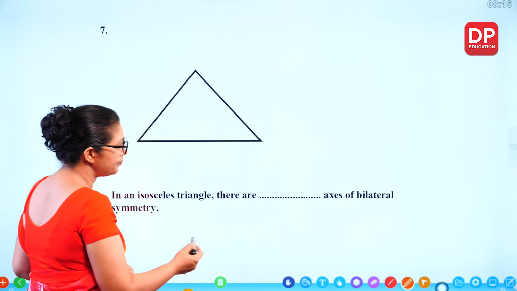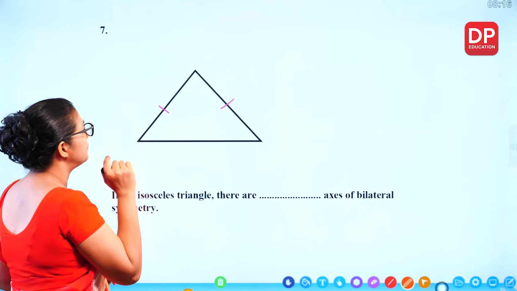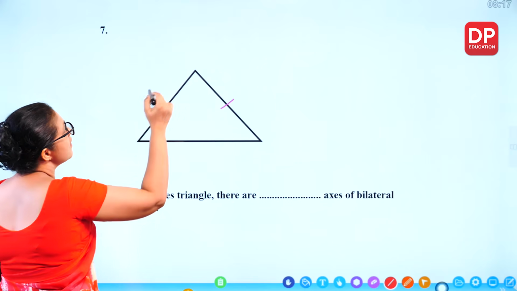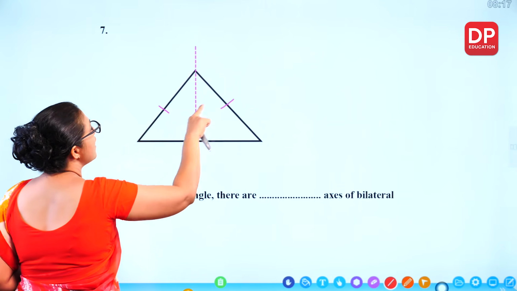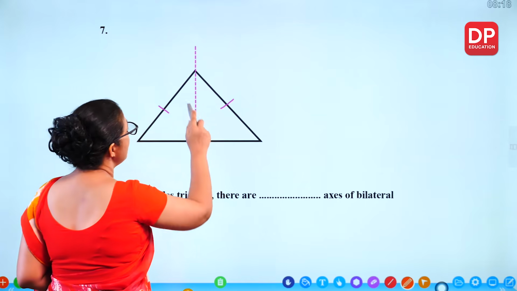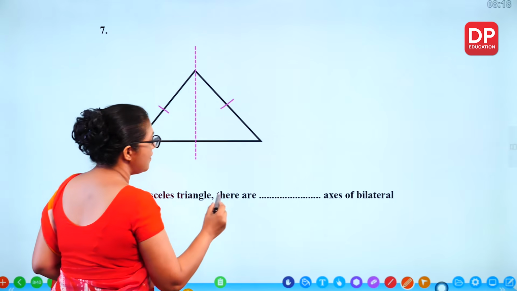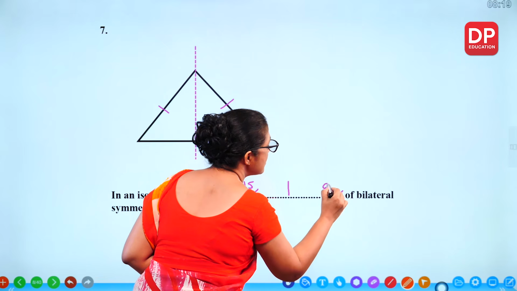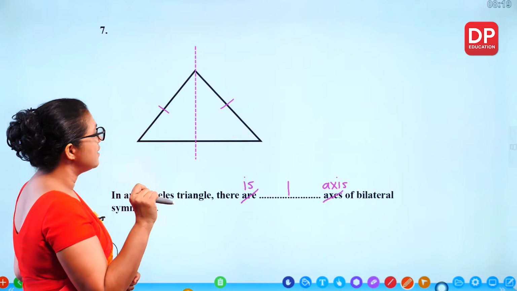Isosceles triangle. We'll take isosceles means only 2 sides are equal. How many axes of bilateral symmetry? We can only divide into 2 parts like this. We can't draw a line there because these 2 sides are not equal. So how many axes are there? Only one. So we can say in an isosceles triangle, there is only one axis of symmetry. We can say axis of symmetry because there's only one symmetrical line.